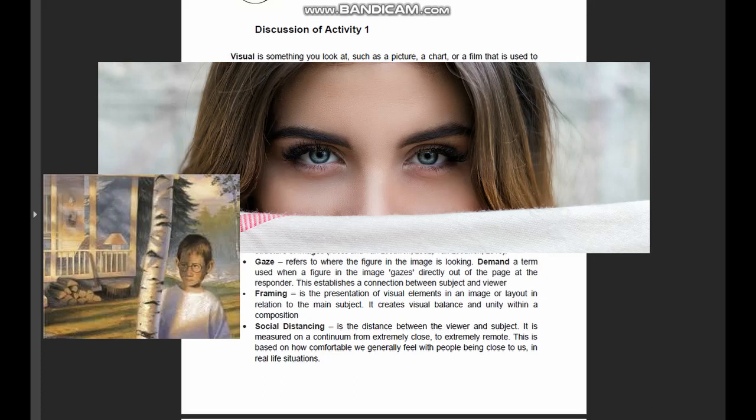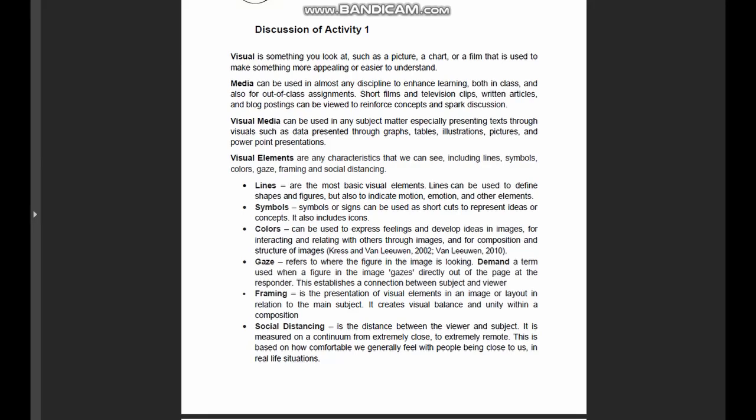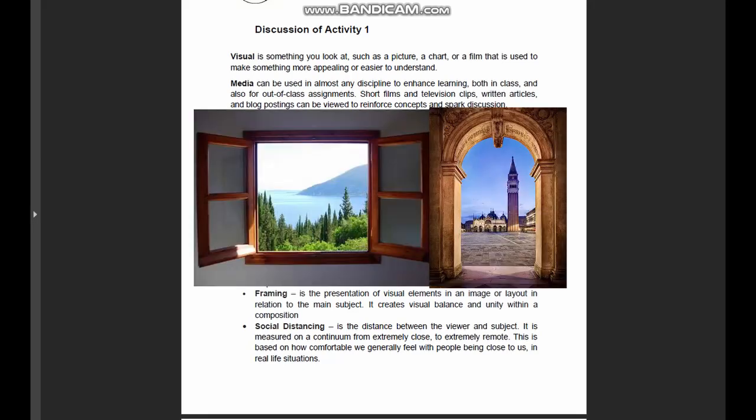Next, we have framing. Framing is the presentation of visual elements in an image or layout in relation to the main subject. It creates visual balance and unity within a composition. From the word framing, it is inside a frame. Any frame that is in a shape or anything that is around the subject. From the word frame, nasa loob siya ng isang parang frame, either pa-box or pabilog na nakapalibot sa subject.